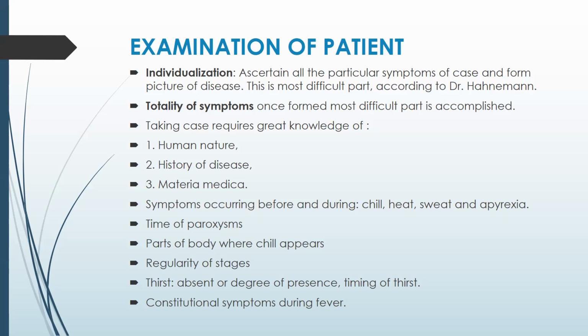Also important is the time of paroxysm of fever, and which part of the body the paroxysm appears in, whether it is a chill, heat, or sweat, whether it appears first on the head, on the neck, on the chest, or the back, or on the extremities, and where the heat is more. That is important while taking the history and clinical examination. Whether the stages are regular or irregular. Whether the fever is happening at a particular time of the day, or it can happen any time of the day, is also important.